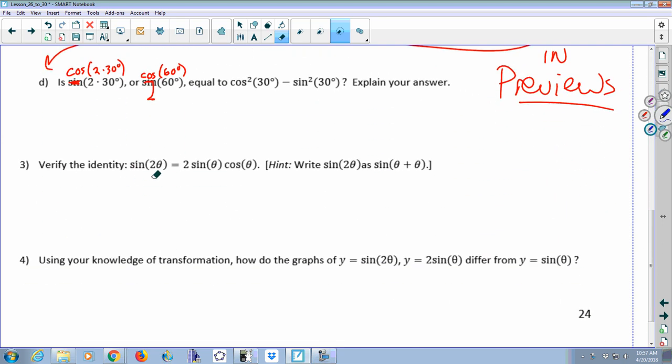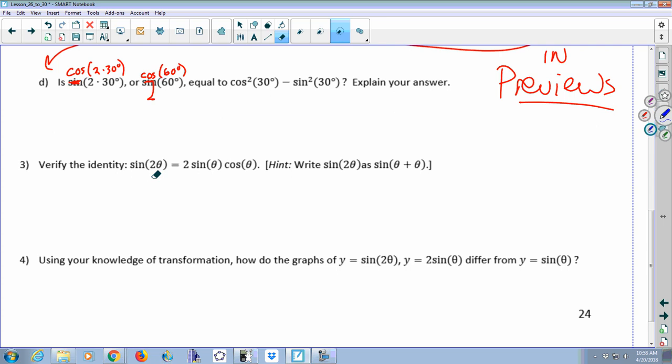So here's an example. I asked you to verify this identity. So here's the identity we're supposed to cover today, and I'm asking you to do it without any demonstration. And that's because everything today comes from our sum. Right? Our sum. We can say 2 theta is theta plus theta, right? 2 theta is, that's what I had you write here as the big hint.